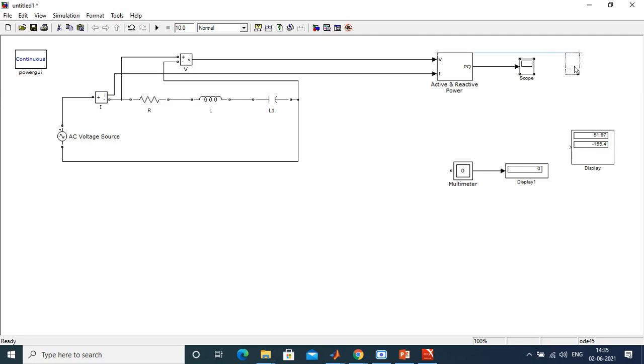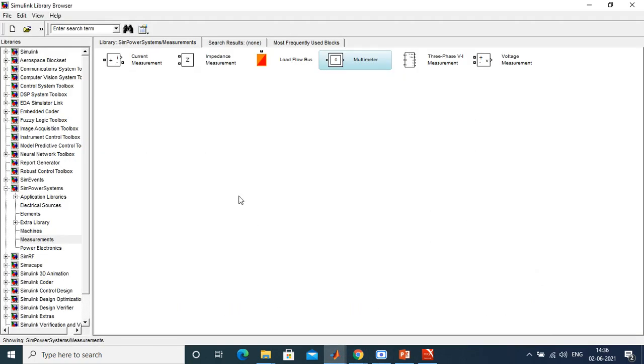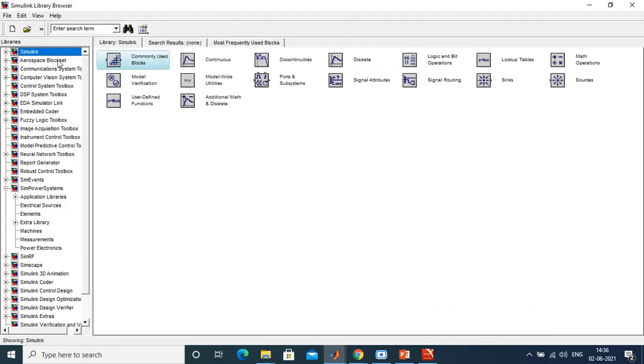Now I want to compute the power factor. So how to compute the power factor? The power factor formula is real power divided by apparent power. Apparent power, how to calculate the apparent power? See here, I need to separate that P and Q.